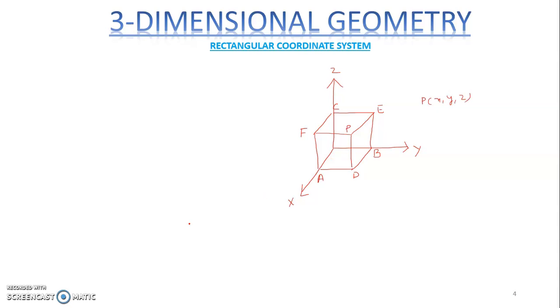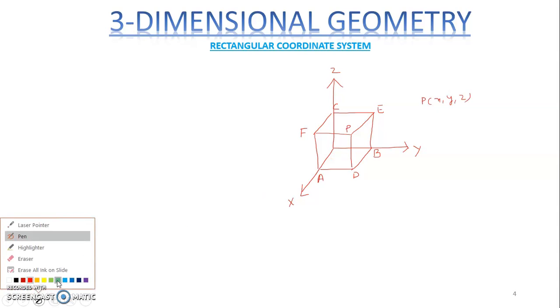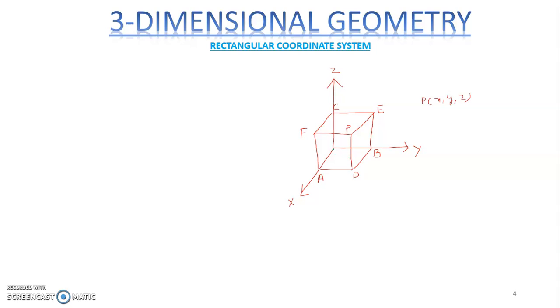Now obviously, let me change the ink so it will be easy for you to differentiate. This will be X from origin. This is your origin, this O, and the coordinates will be 0, 0, 0. This will be your X, your Y, and this your Z. Okay students, this P point has coordinates X, Y, and Z. This length will be your whole Z, this will be your whole Y, and this will be your whole X.